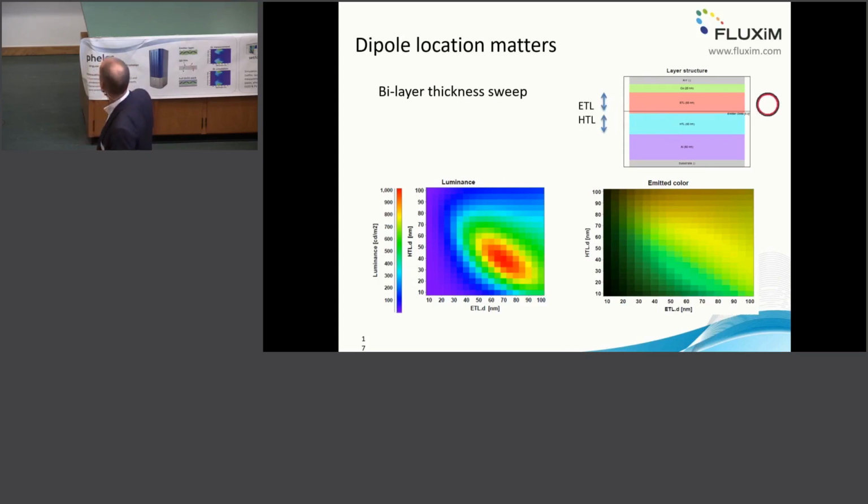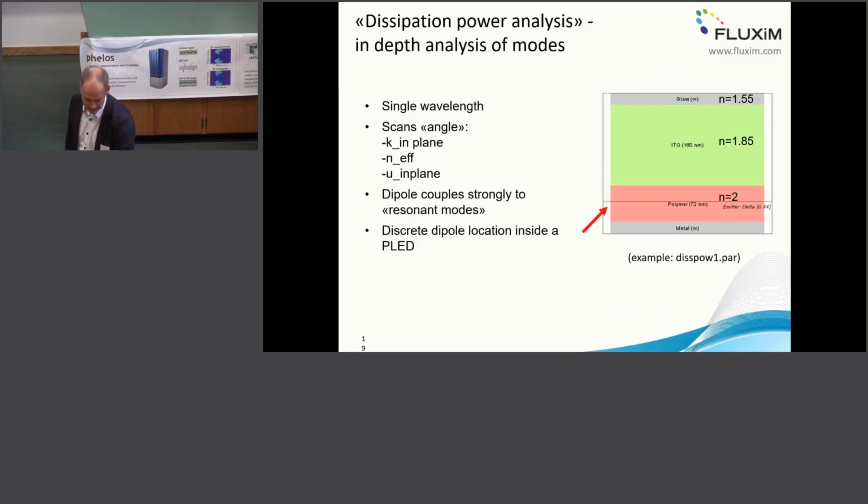So by basically varying the ETL and HTL thickness, since we assumed that the emitted dipoles come from about 0.1 relative position away from the cathode, the relative position of the emitter stays the same, and by varying the ETL thickness, we effectively change the distance to the electrode.